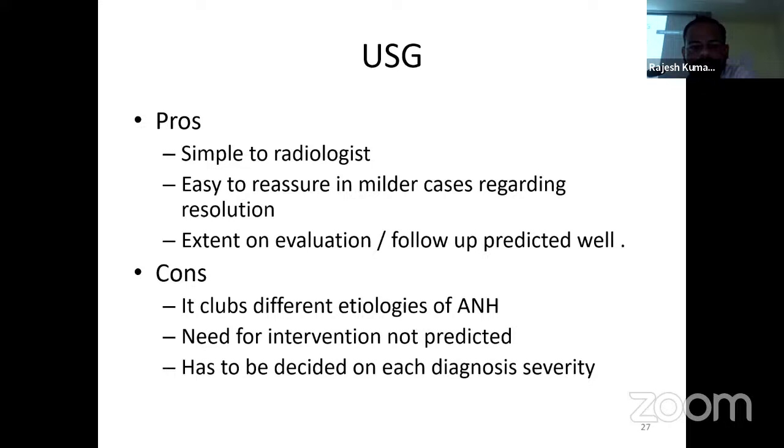In USG, the advantage is that it is simplest for the radiologist and easy to reassure in milder cases regarding resolution and extent of evaluation. The disadvantage of USG is that it clubs different etiologies of antenatal hydronephrosis, and the need for intervention is not predicted; it has to be decided on each diagnosis and severity.